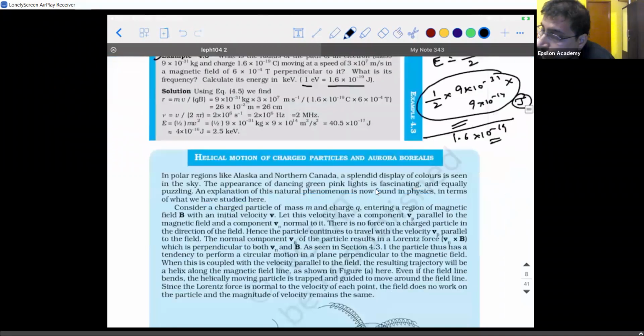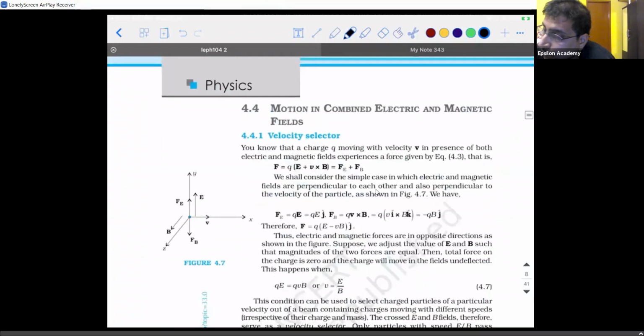Next. So the next topic is motion in combined electric and magnetic fields. Okay, this is a very, very important concept, which we also call the velocity selector. Okay, so here we need to understand certain things.